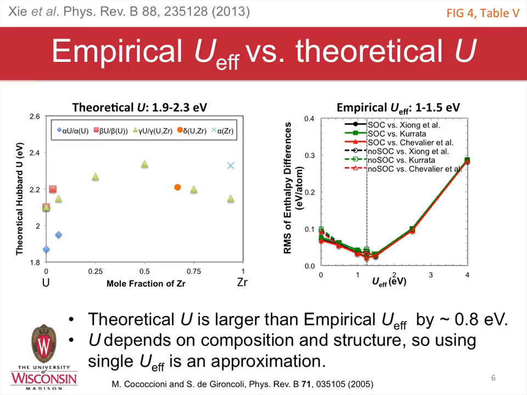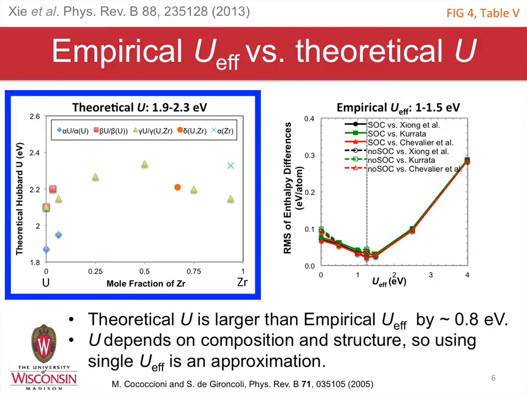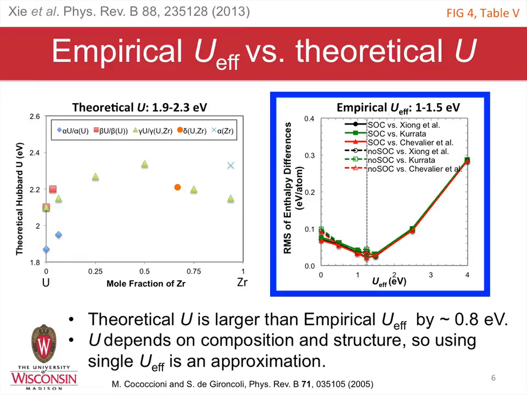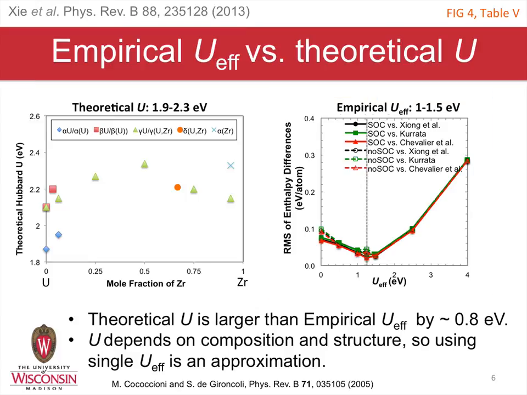To further determine U effective for uranium and uranium zirconium, we show on the left the theoretical Hubbard U evaluated using the linear response approach for all the known stable solid phases of uranium and uranium zirconium, plotted as functions of composition. We see that they range from 1.9 to 2.3 eV. On the right, we show the root mean square error for ab initio enthalpies plotted as a function of U effective. The curves are also V-shaped and have a minimum near U effective equals 1.24 eV. This is within the empirical U effective range of 1 to 1.5 eV seen from the previous enthalpy plots.